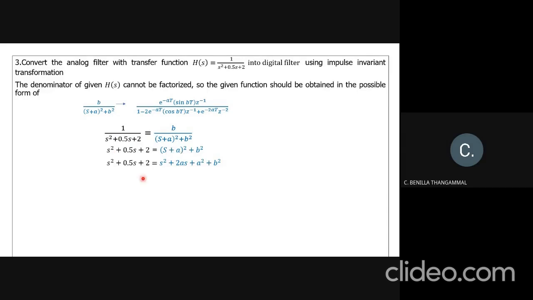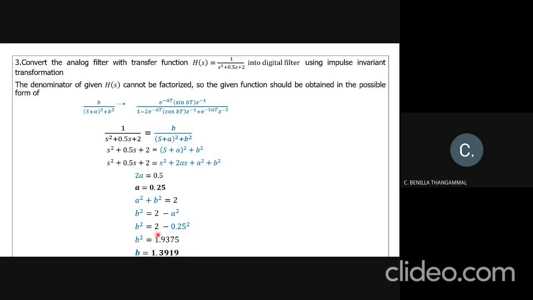And then I'm just equating the coefficient of s. So 2a equal to 0.5. From this one, I can identify a as 0.25. Now I'm going to equate the constant. So a square plus b square equal to 2, so b square is nothing but 2 minus a square. I know the value of a, which is 0.25. So my b square value is 1.9375. So to find the value of b, I'll take the square root, which is 1.3919.